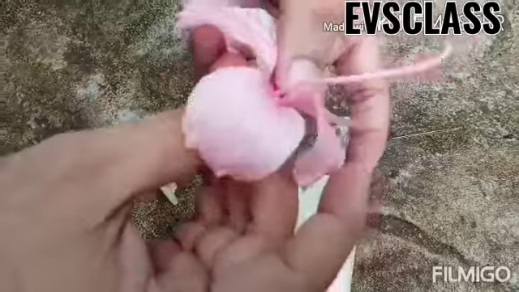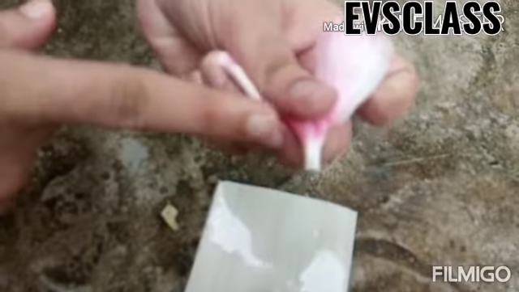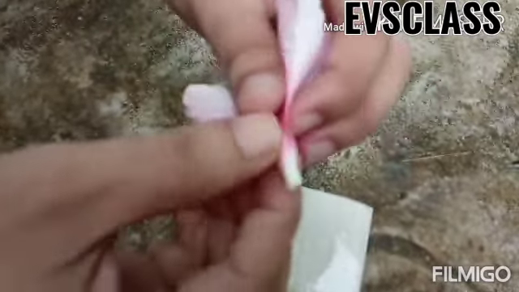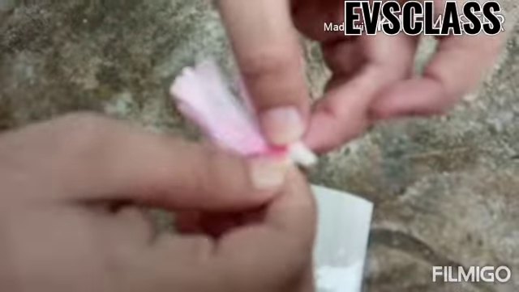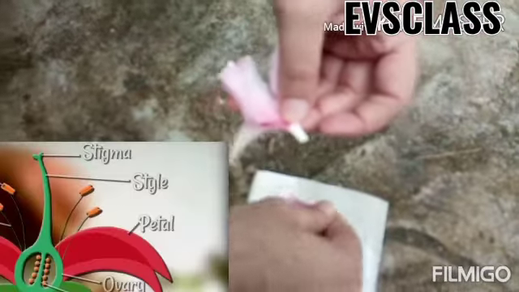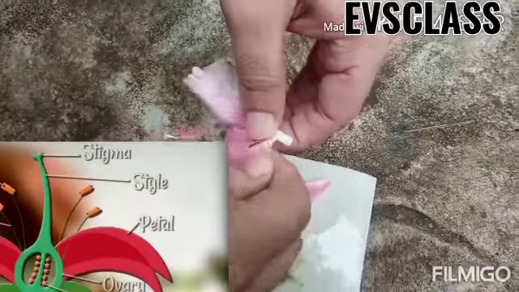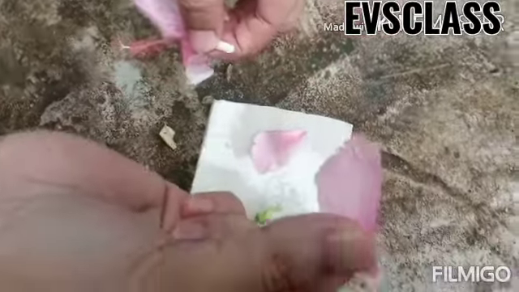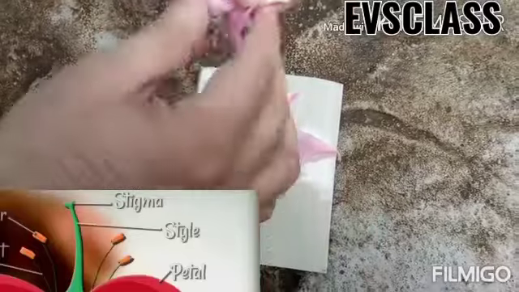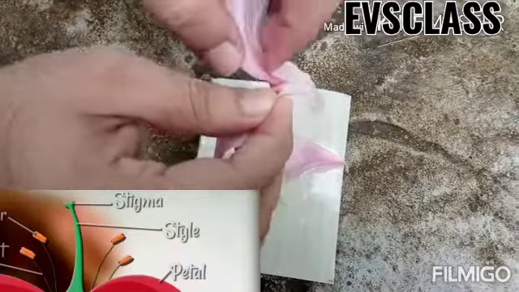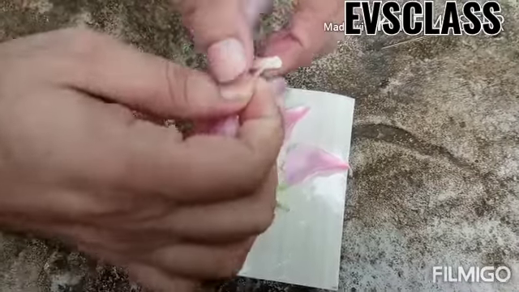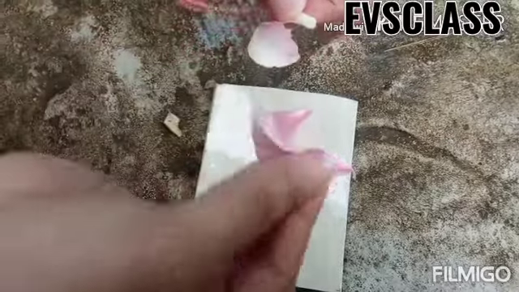Now the colorful petals. The petals are removed after the sepals. They are very attractive parts of the flower. The petal is the colored part of the flower that makes it attractive and gives it its colorful shape. It also protects the inner part of the flower.